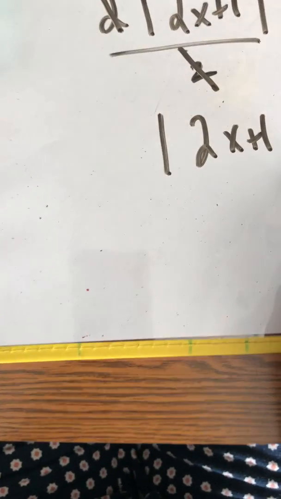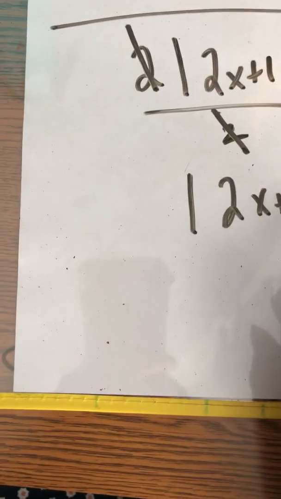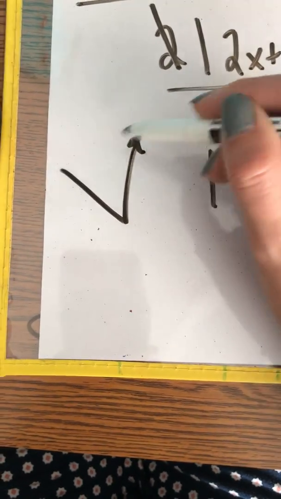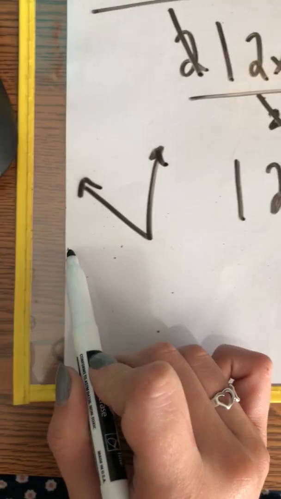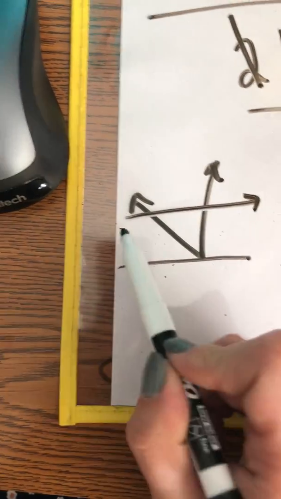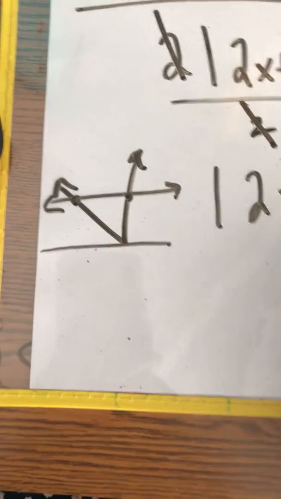Okay, now from here I'm at the point where I should be thinking about the picture. This absolute value of 2x plus 1, that's just a V. And that V is always going to rest on the x-axis. This line, 6, is a horizontal line up at 6. And these two graphs are going to intersect in two places, and it's my job to figure out where.